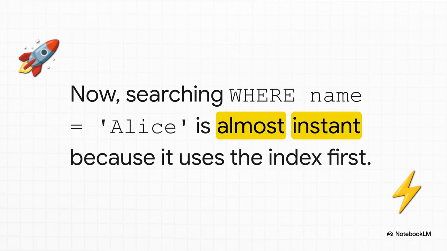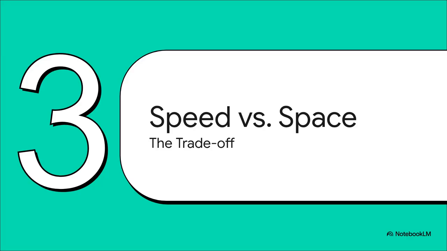And the result of that one little command is, well, it's a massive performance boost. Before, if you wanted to find a user named Alice, the database might have had to scan millions of rows. But now, it just glances at its new index, finds Alice in a few simple steps, and pulls up her data almost instantly.